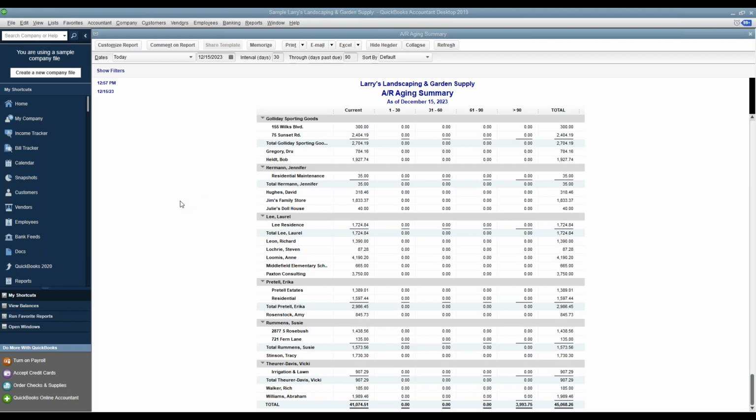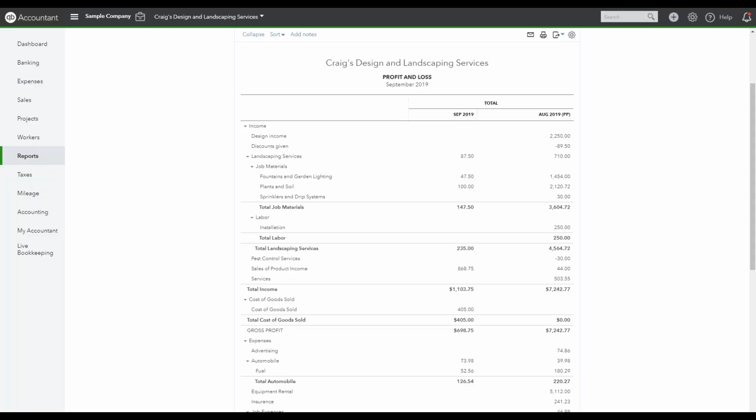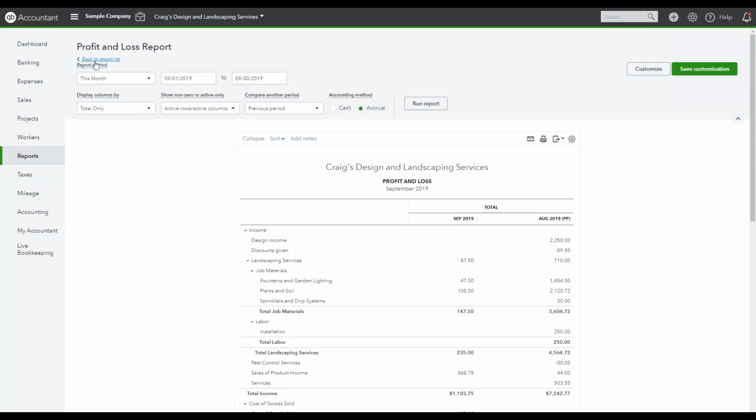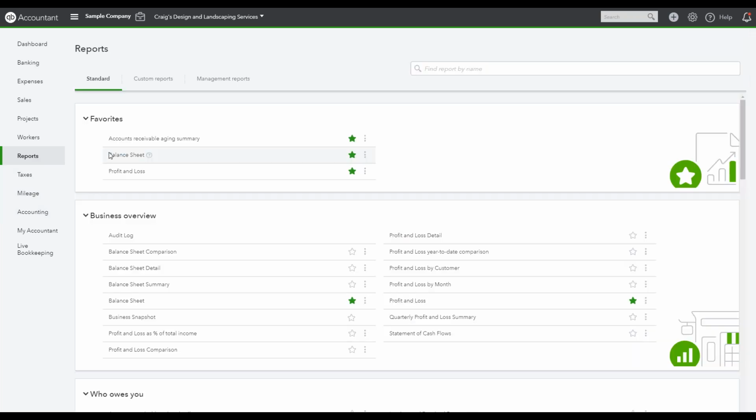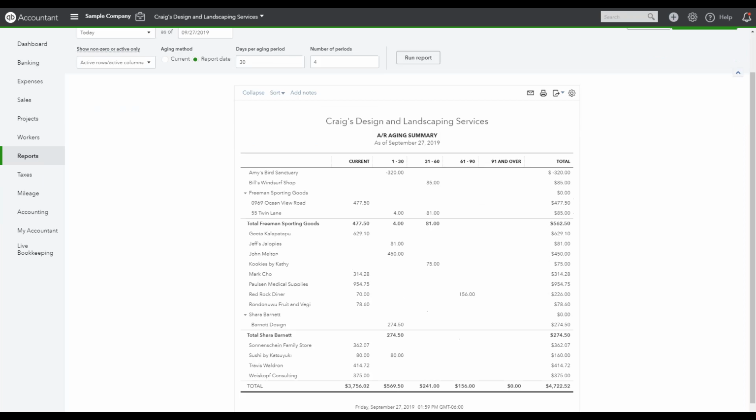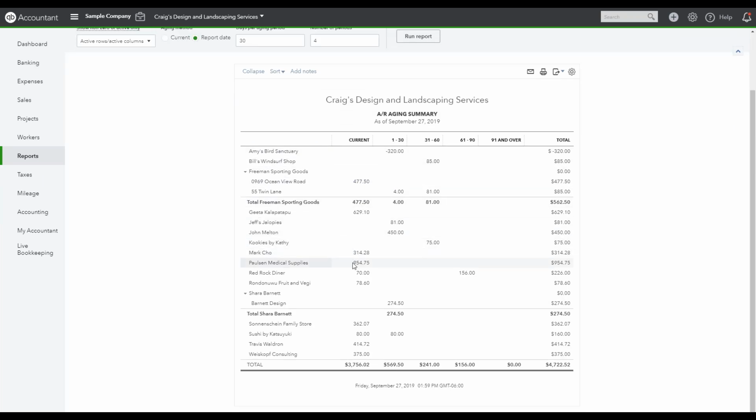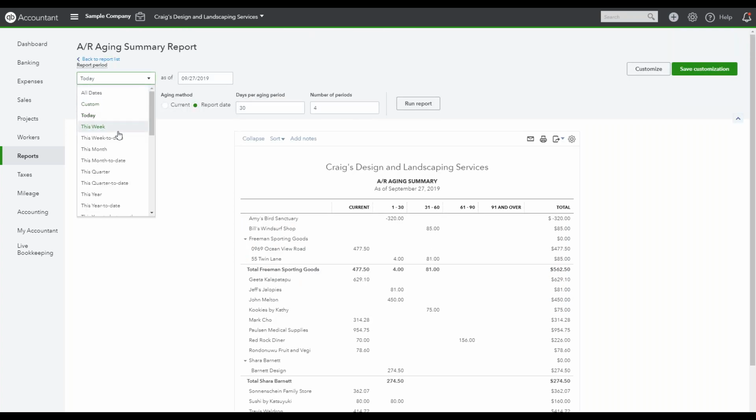Now we're going to jump over to QuickBooks Online and look at the same report from a different perspective, with one with an error, and I'll show you where the error happened. Inside it, we're going to go down to reports, and then we would do the accounts receivable aging report. In that, we're going to look at it and we're going to see last month.